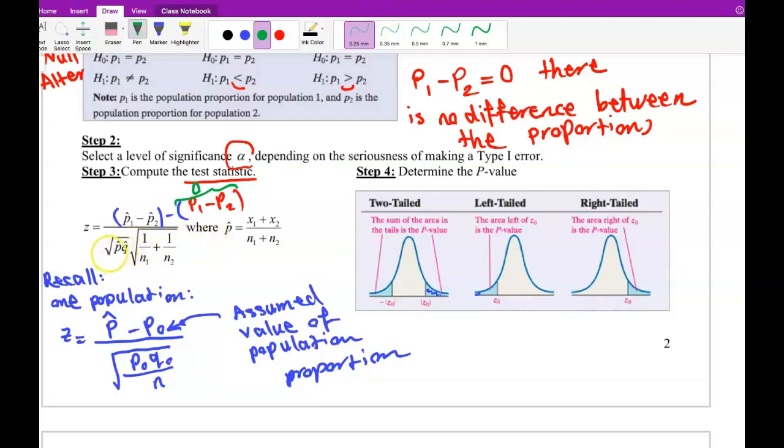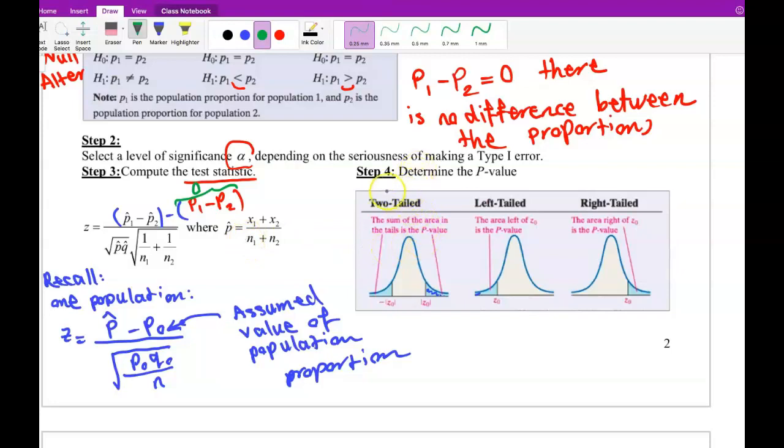Okay, then divided by square root of P hat Q hat multiplied by square root of 1 over N1 plus 1 over N2. And here, again, how we can find this sample proportion or point estimate P hat was equal to the sum of X divided by the sum of N.